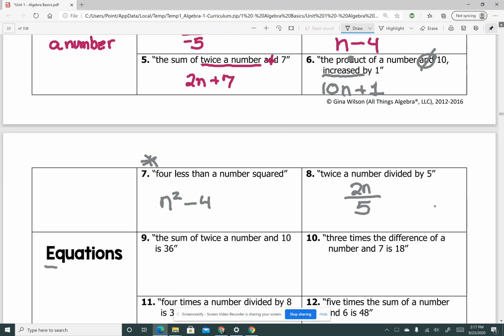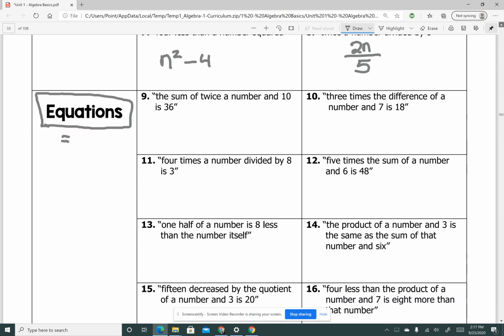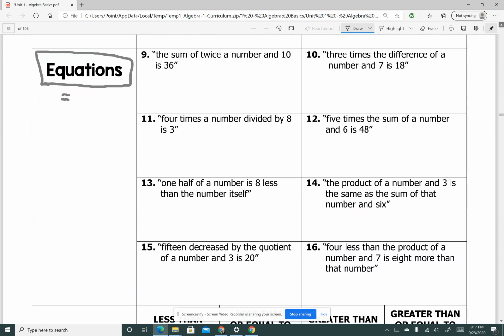So we've got some equations here. Remember the difference between an expression and an equation? We look for that equal sign. So let's look at some of these equations. I'll do the ones on the left and I'll let you try the ones on the right by yourself. The sum of twice a number and 10 is 36. So twice a number, that's together as a group. 2n plus 10 is always our equal sign, is 36.